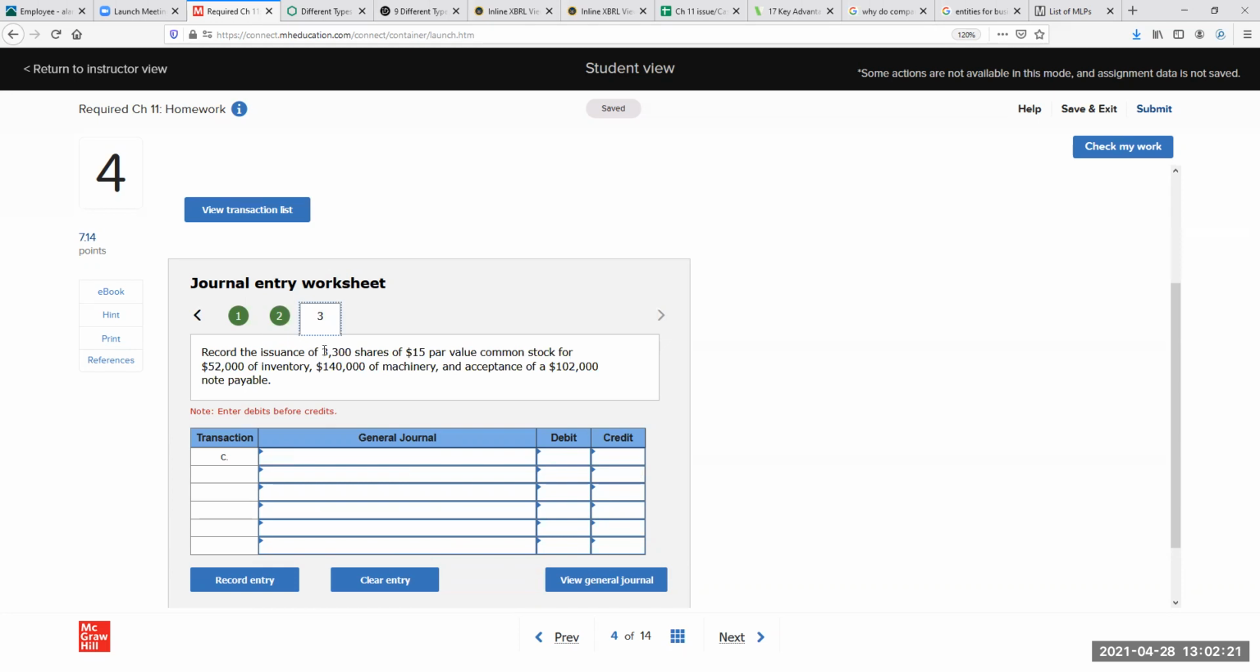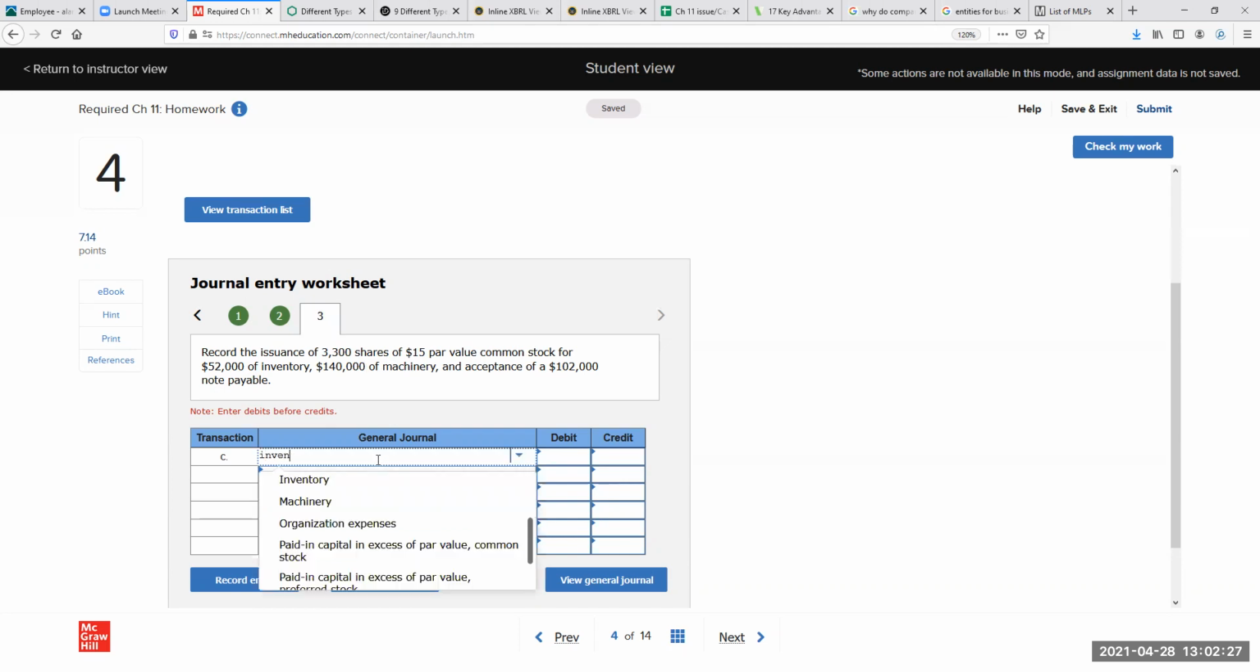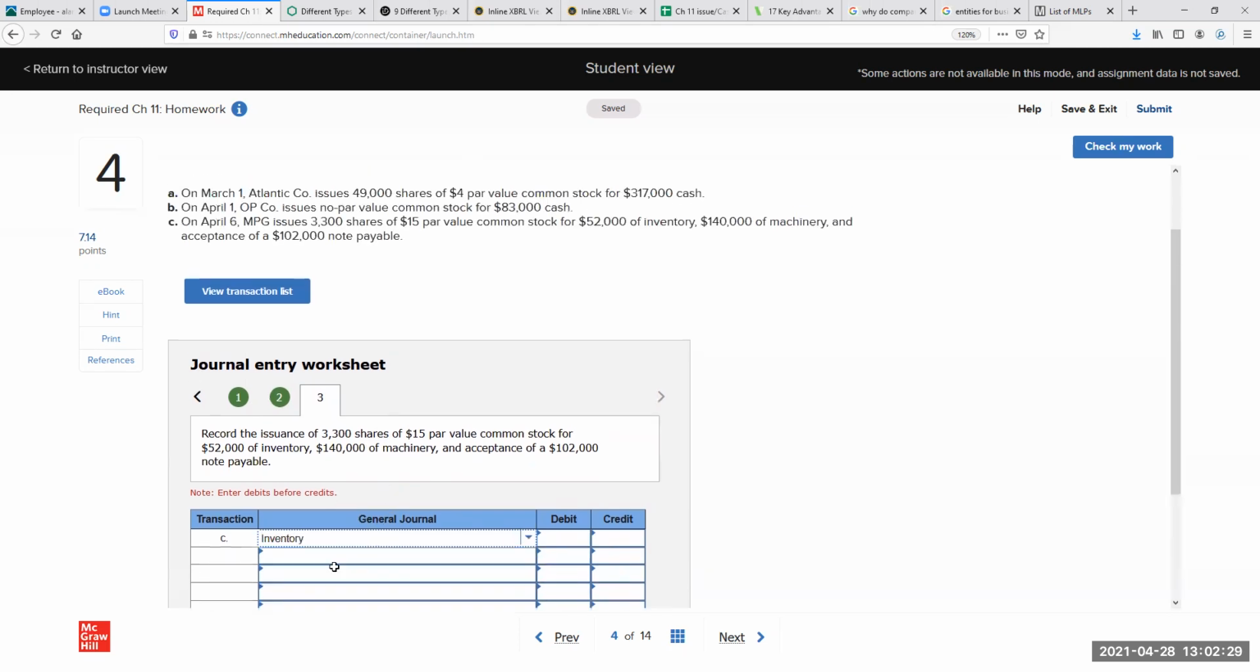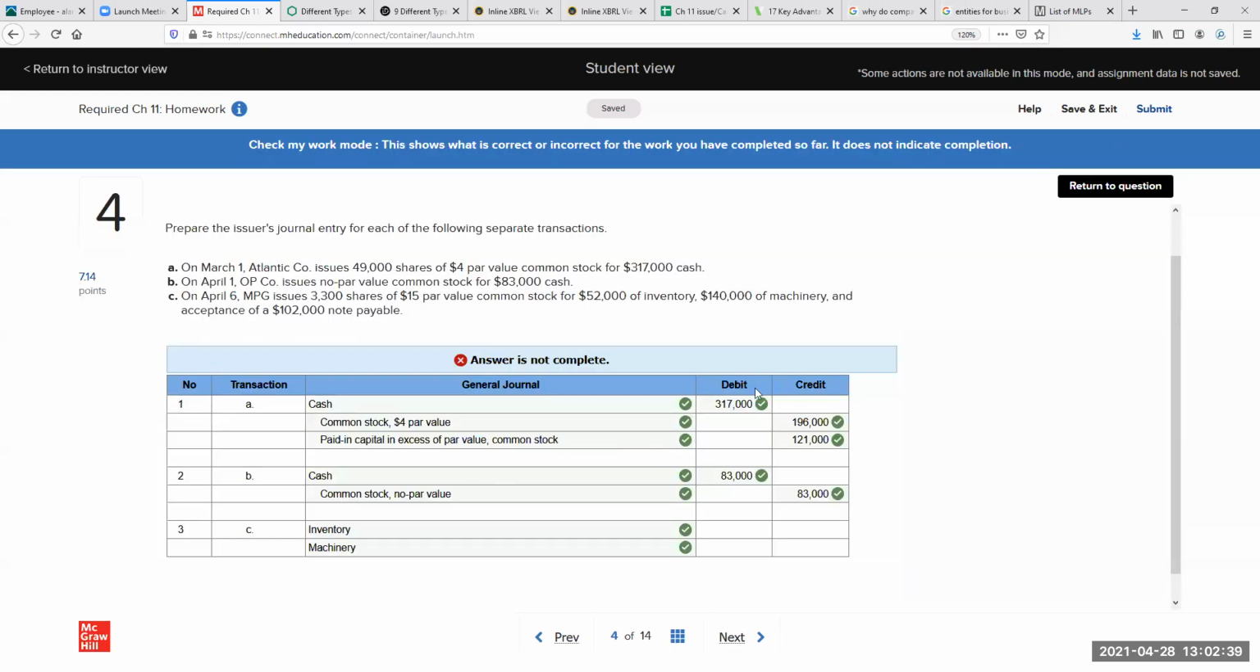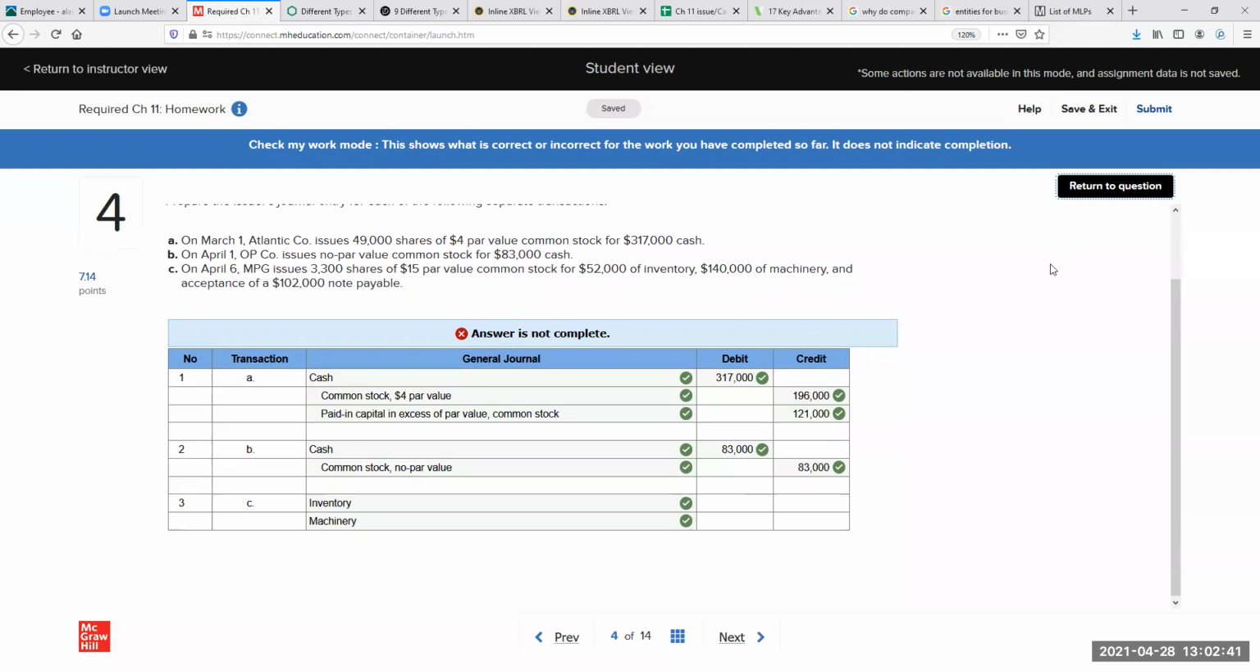And here, record the issue of 3,300 shares of $15 par for $15,000 of inventory. So in this case, you're buying inventory and you're getting machinery. You're not getting cash in exchange for your stock. So this is a company acquiring assets. All right. So there you go. Now you got to put the values.